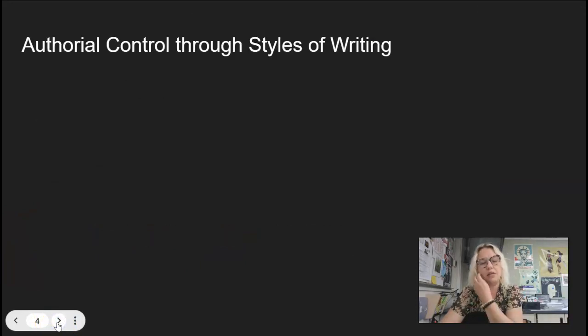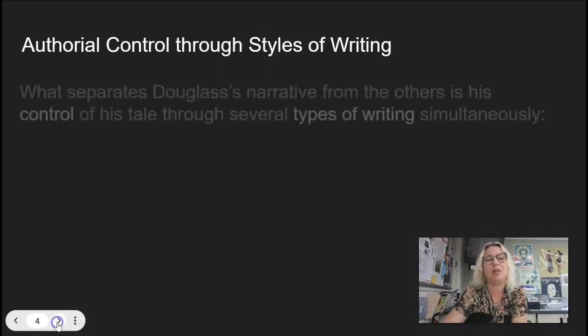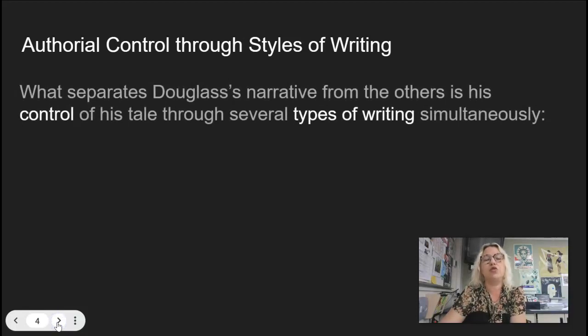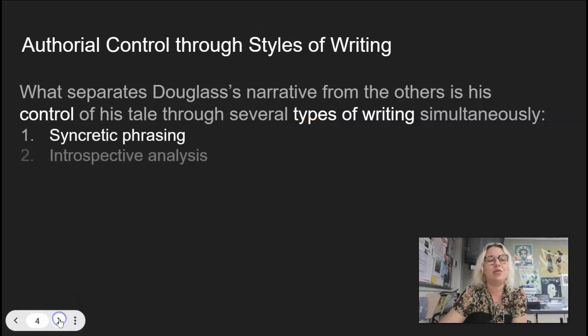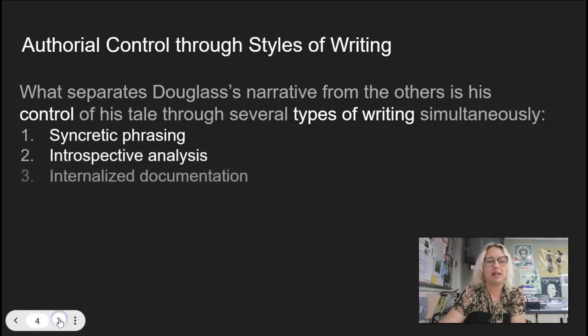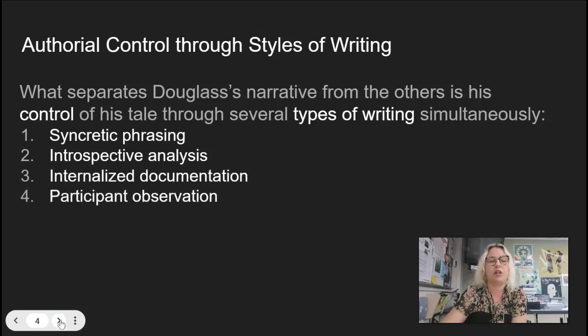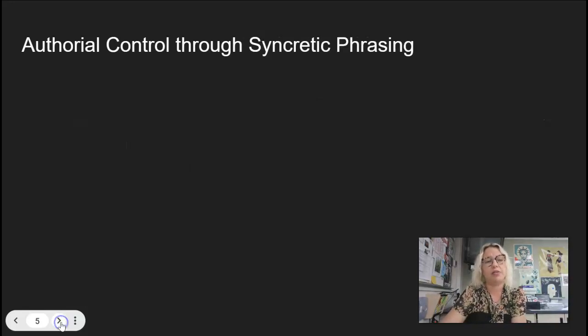He also argues that Douglass's text is different than all other slave narratives because he has complete control as an author, and not all slave narratives did. He shows this control of his tale through several types of writing simultaneously. One is syncretic phrasing, another is introspective analysis, a third is internalized documentation, and a fourth is participant observation. So I want to talk to you about what these four types of writing are and why they're so important.